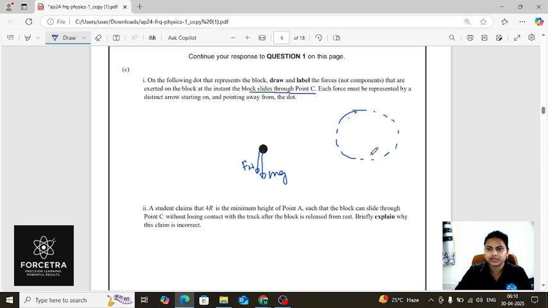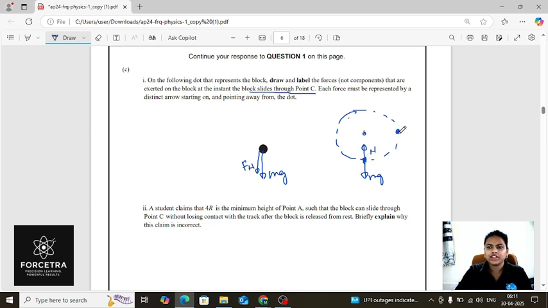Okay, vertical circular motion. This is your object. mg is acting at this point in this direction. And this is the center. So this is your normal force acting. If it is a string, then it would be tension. But now, since it is a track, the normal force would be acting towards the center.